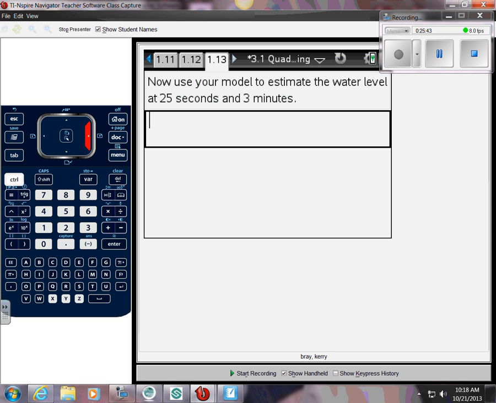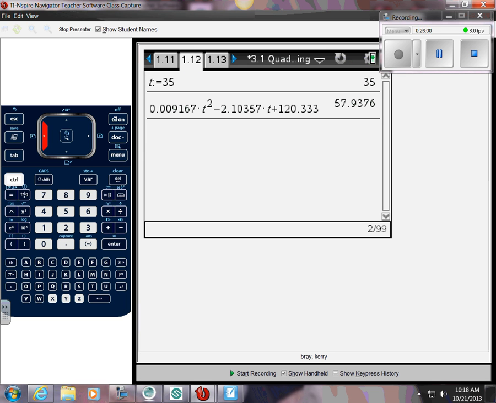All right, now, this is a two-part question. You're going to use your model to estimate the water level at 25 seconds and then again at 3 minutes. Now, am I going to retype that entire function? That would be silly, right? I just need to restore and find my answer. So go ahead. Go back to that calculator page, and I want you to find those two values, please. You too. You're not excluded from this conversation. Get to work.